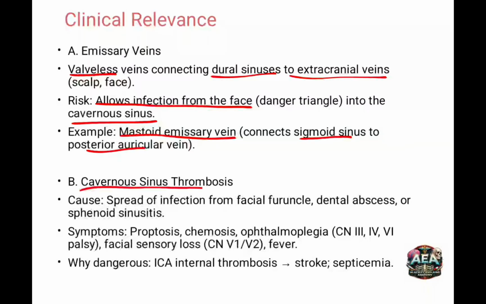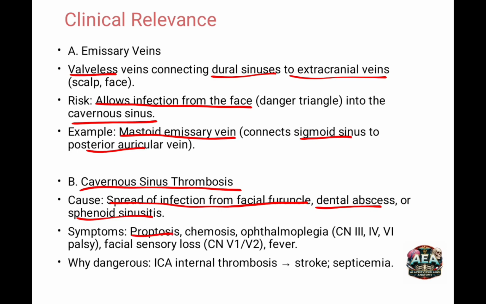We also have cavernous sinus thrombosis. This is formation of a thrombus in the cavernous sinus, and when this happens, you have spread of infection from a facial furuncle. And when we talk about a facial furuncle, we're talking about something like a pimple or a swelling on the face, and we also have dental abscess as well as sphenoid sinusitis. In this situation, there could be spread of infection, and this infection can cause proptosis.